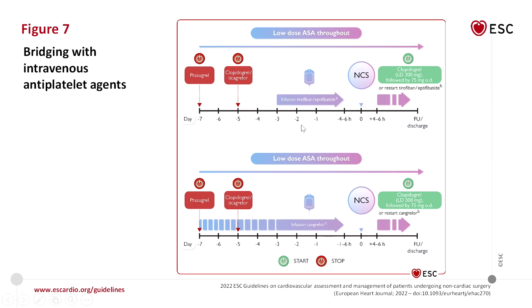So a similar thing is shown here, and we can give the bridging IV antiplatelet, as I told, tirofiban, eptifibatide, 3 days before. And then we do the surgery and stop the medication accordingly, prasugrel 7 days before, clopidogrel, ticagrelor 5 days before, and start the infusion 3 days before, and then restart the clopidogrel with a loading dose, or we can restart the GP2B3A inhibitor. Similarly, cangrelor can also be started 3 days before and stop the antiplatelet, 7 days for prasugrel and 5 days for clopidogrel, ticagrelor, and then do the surgery after 3 days of cangrelor, and then restart the cangrelor or give the clopidogrel loading, followed by OD dose.